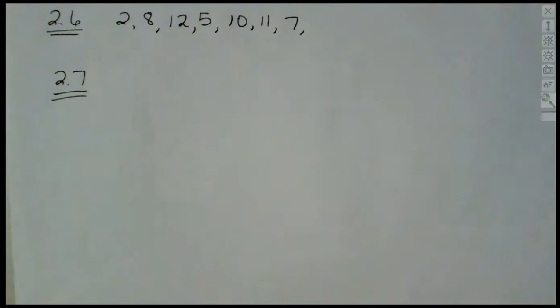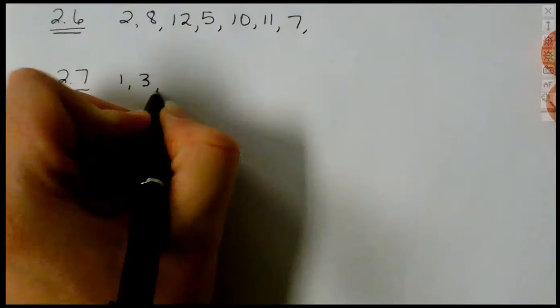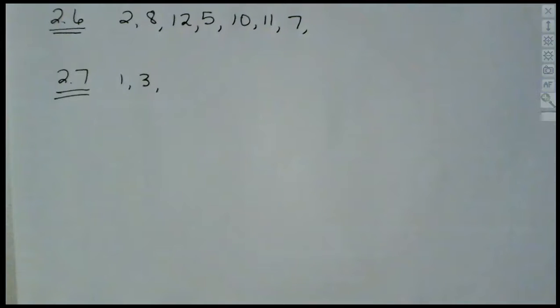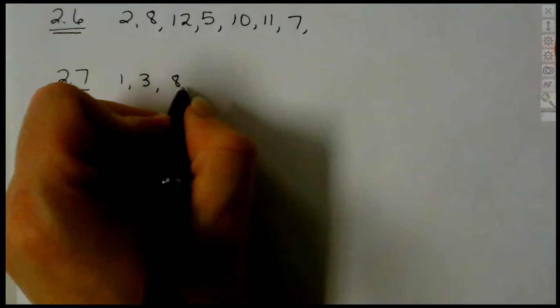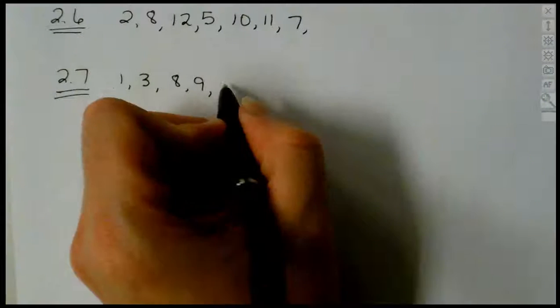Okay. What about 2.7? And these are those ratio and proportion problems. So which ones out of 2.7 would you like me to help you set up? 1 and 3. Sure, 1 and 3. Okay, 8 and 9. 4 and 5. 4 and 5? Sure, yep. And 13.